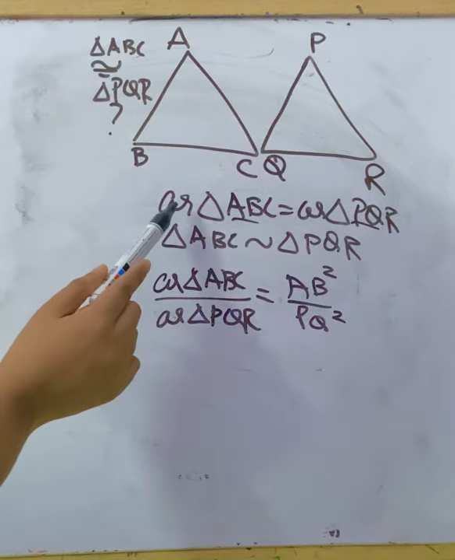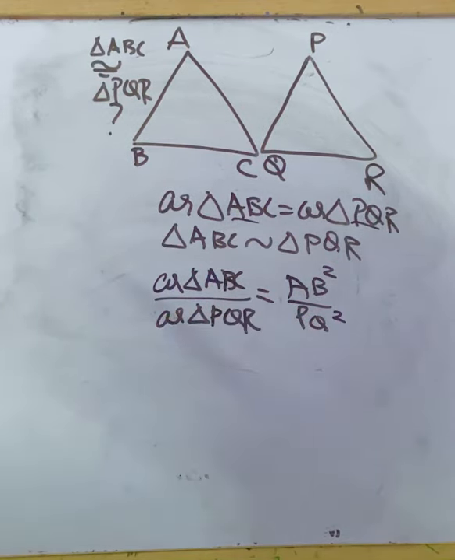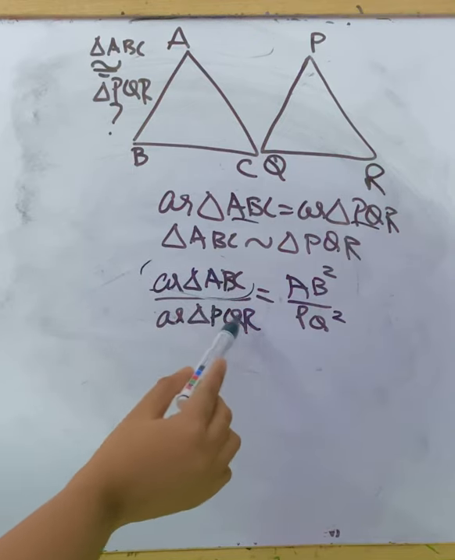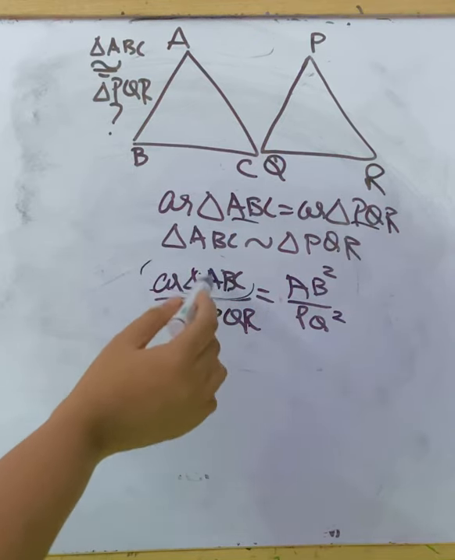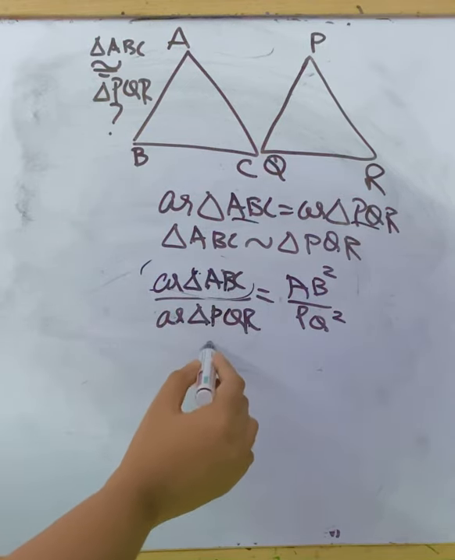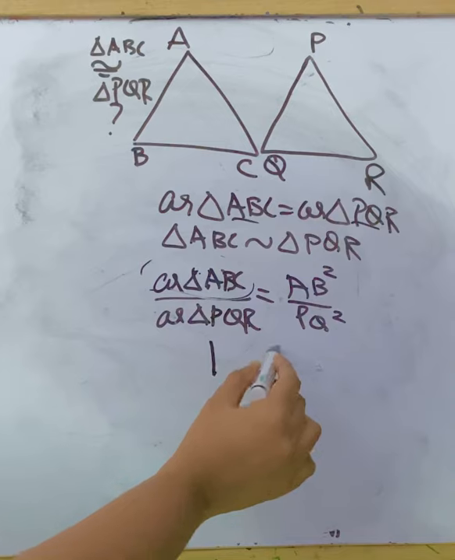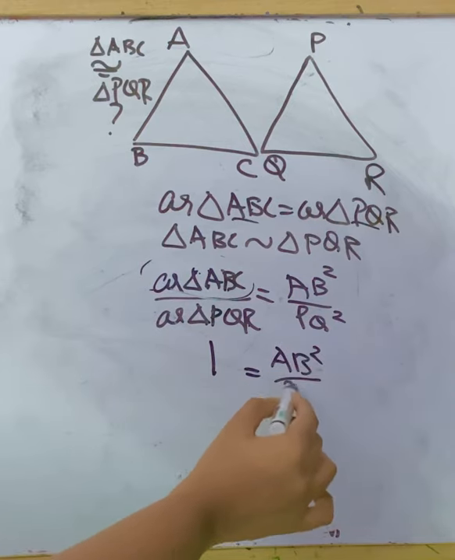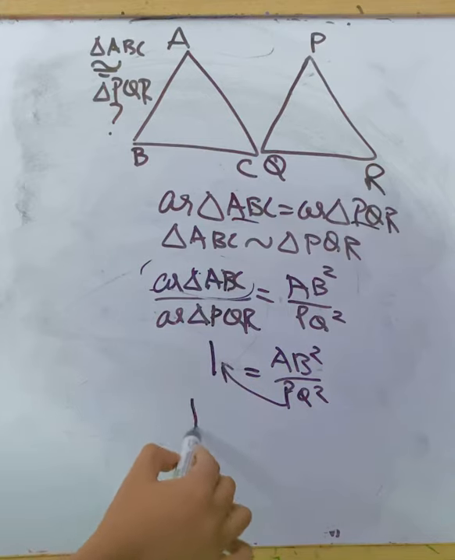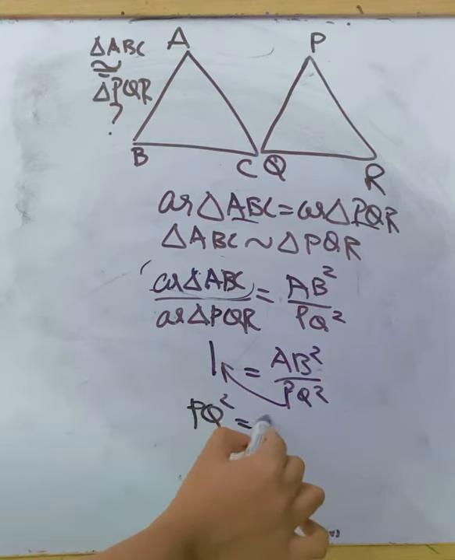Here in the question it is given both the areas are equal. That means area of ABC equals area of PQR. So if the numerator and denominator are equal, then when we divide, the result will be 1. So 1 equals AB square by PQ square. Now if we take PQ square to the other side, PQ square equals AB square.